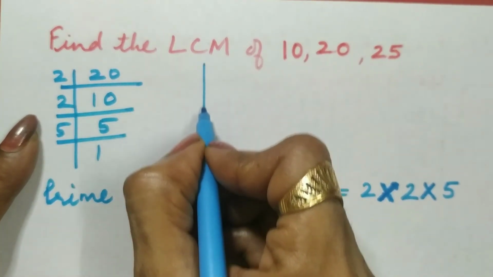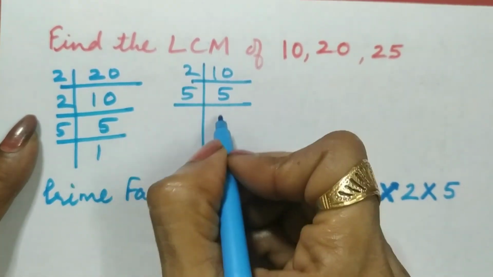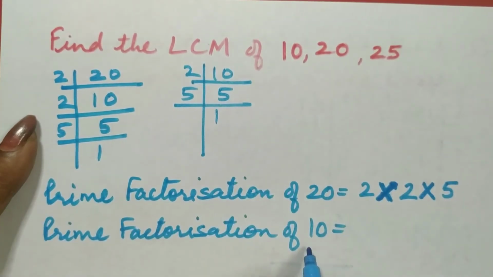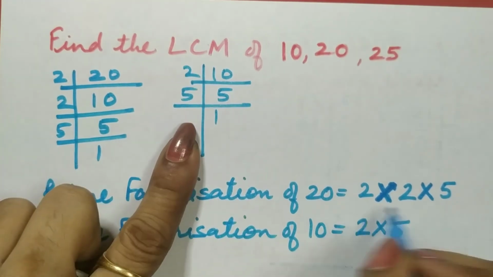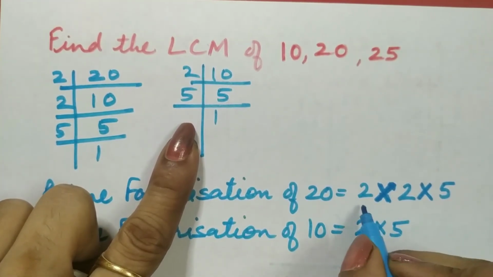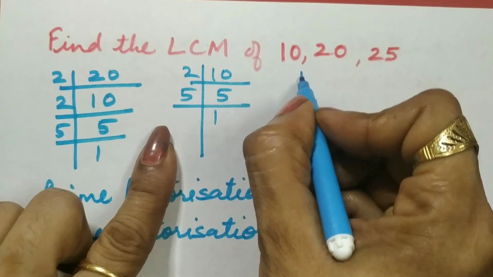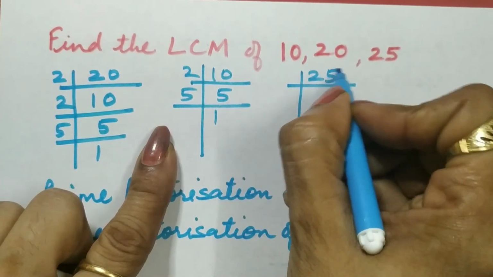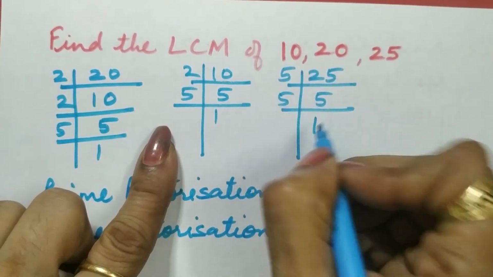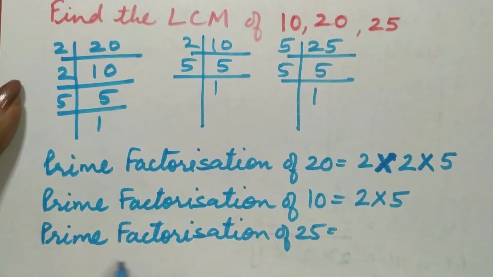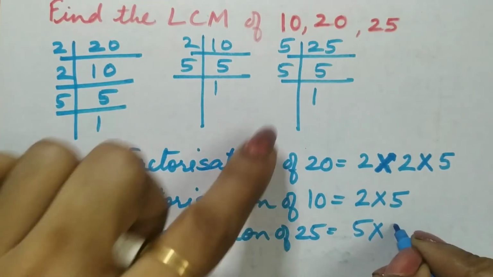Now, let's do the prime factorization of 10. 2 5s are 10 and 5 1s are 5. The prime factorization of 10 is equal to 2 into 5. All these numbers are prime numbers as all of them have only two factors, that is 1 and the number itself. Now the next step, we have to do the prime factorization of 25. It is divisible by 5. 5 5s are 25. 5 1s are 5. So the prime factorization of 25 is equal to 5 multiplied by 5.